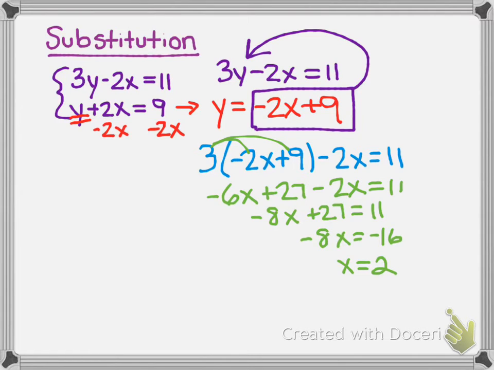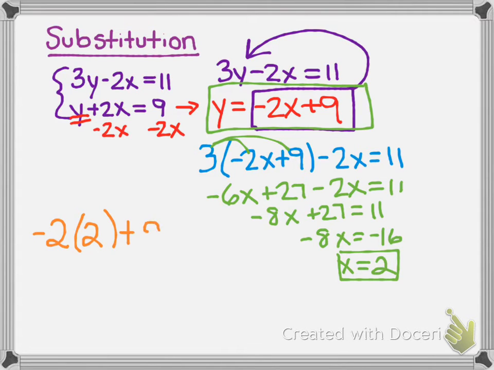Now, if you remember when we solved using our graphing calculator, it was a coordinate point. We only have x, so now we need to find y. Well, the nice part about substitution is that we just substituted in for y. So now we're going to take our x equals 2 and substitute it in again to get our y value. We're going to have negative 2 times our new x value, 2, plus 9. Negative 2 times 2 is negative 4, and when you add 9 to it, you get 5.